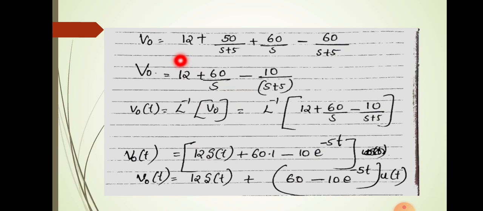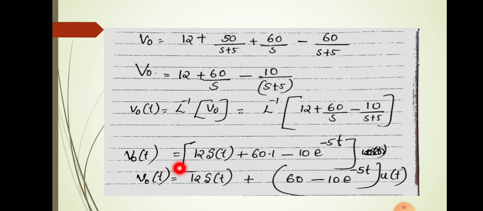That is, an impulse function comes along with this 12. That is the inverse Laplace transform. 12 is a constant term, so the inverse Laplace transform of 1 is del of t. Plus 60 into what is the inverse Laplace transform of 1 by s? That is 1. What is the inverse Laplace transform of 1 by s plus 5? That is e raised to minus 5t.